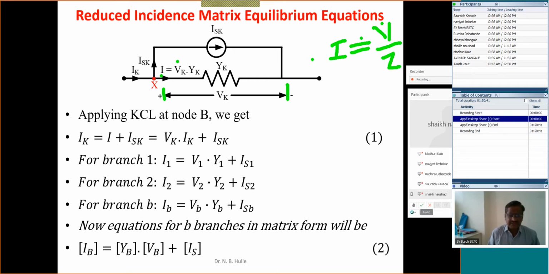Is it right? Now here, instead of representing these parameters in terms of the impedances, I have tried to show this parameter in terms of the admittance, that is Yk. It is 1 upon Z. The current in this particular branch is Vk into Yk.